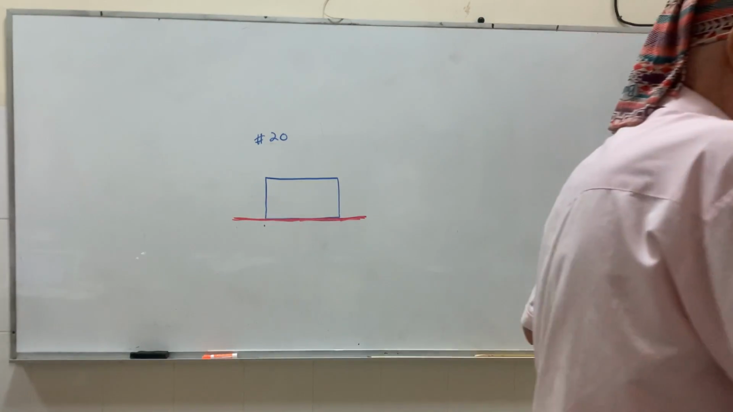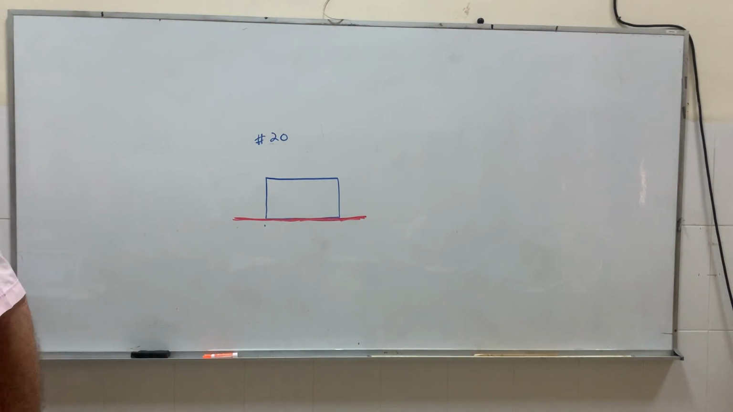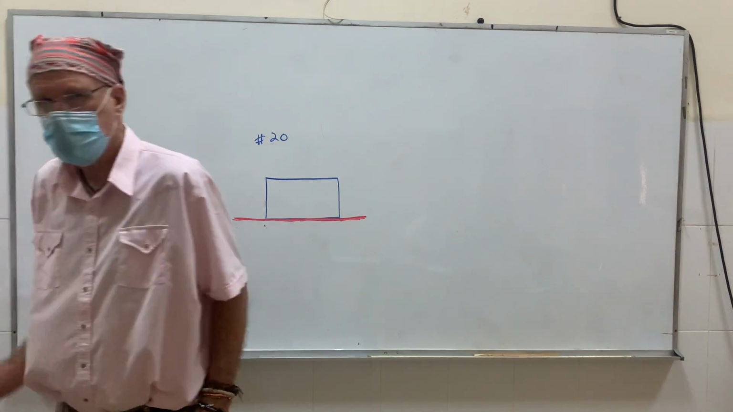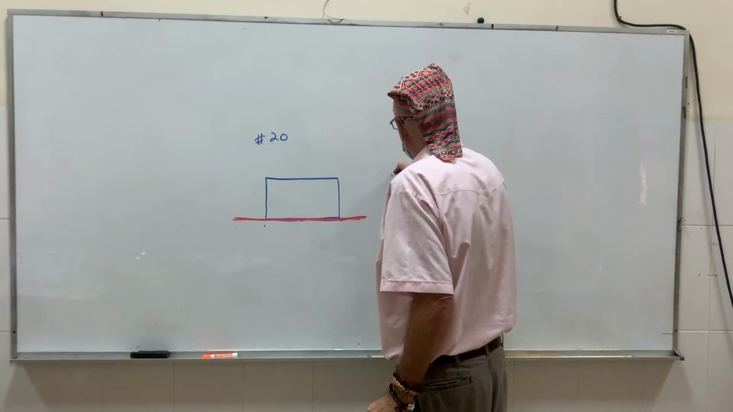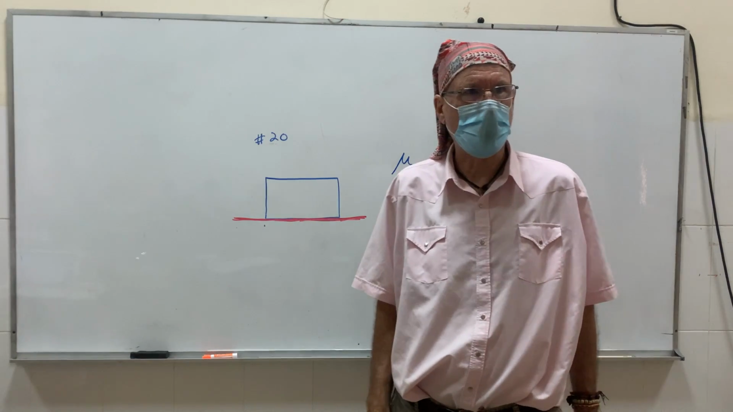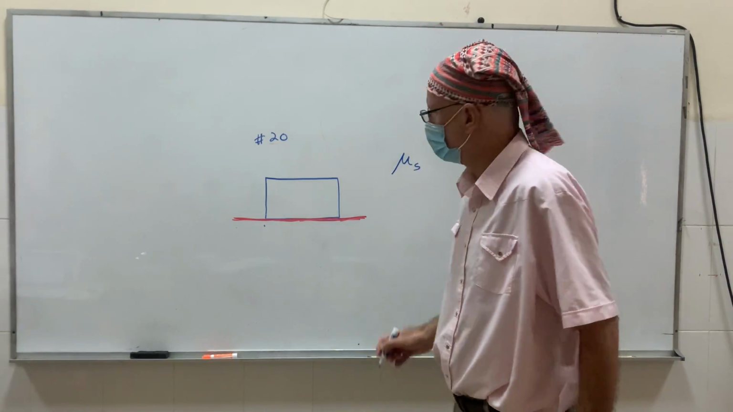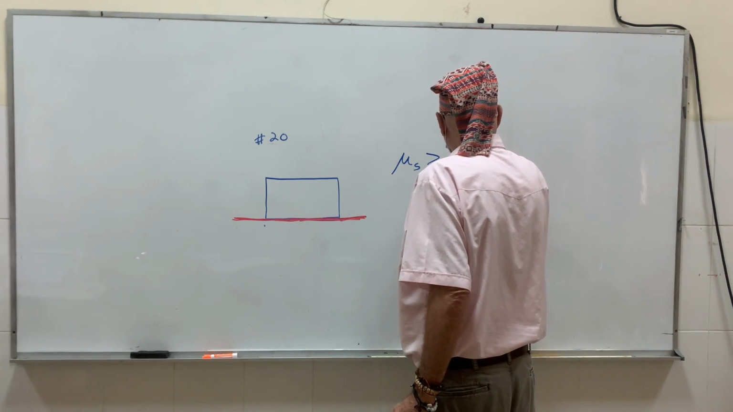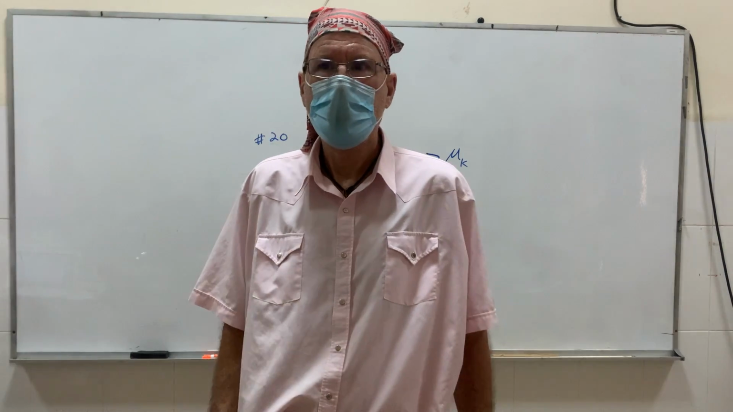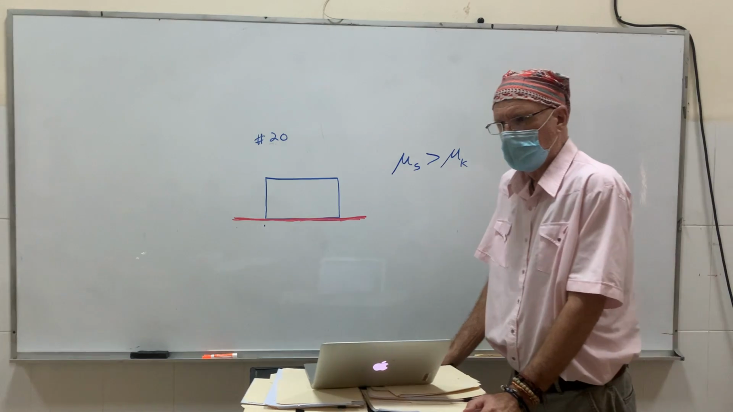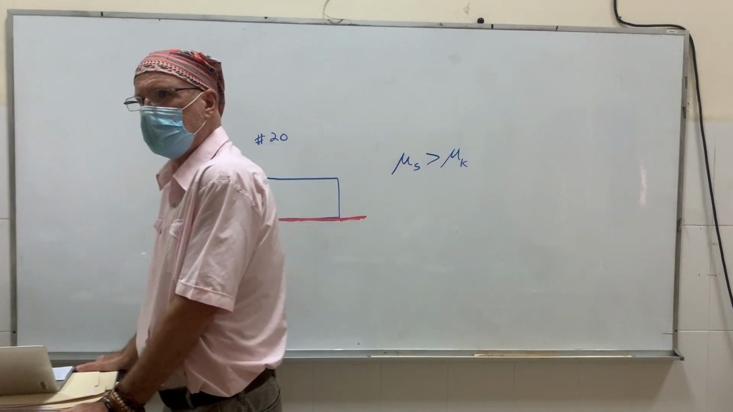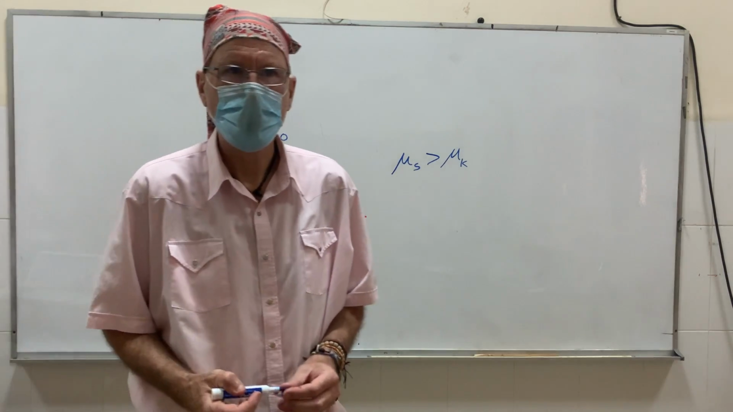So you can say this as a rule: the coefficient of static friction is always greater than the coefficient of kinetic friction. Kinetic friction means it's just moving. Like if I have this cart, there's friction, a sliding friction or kinetic friction. Do you understand?